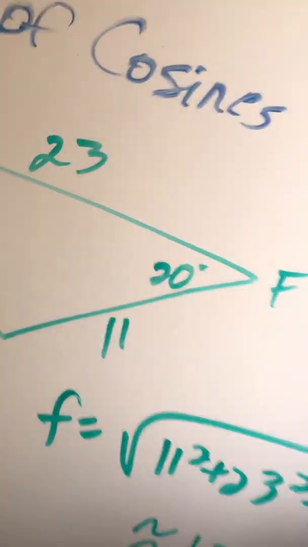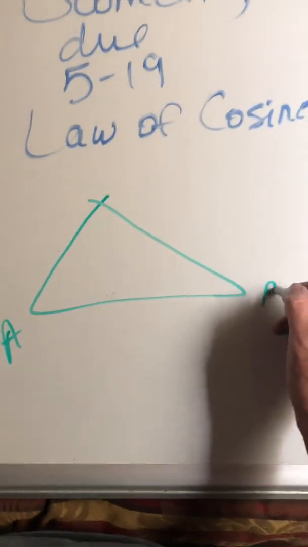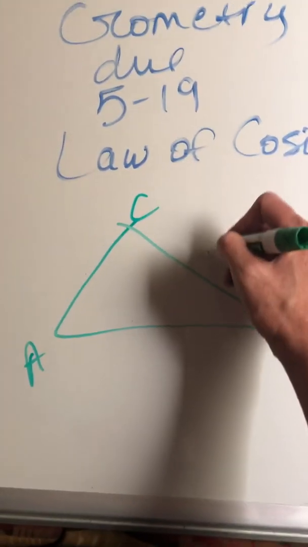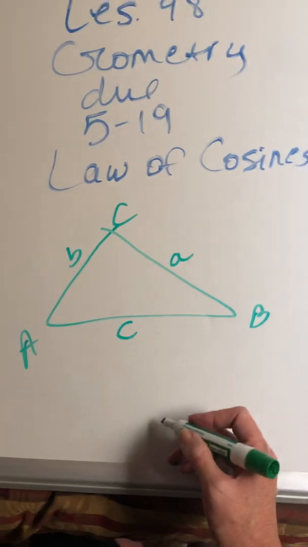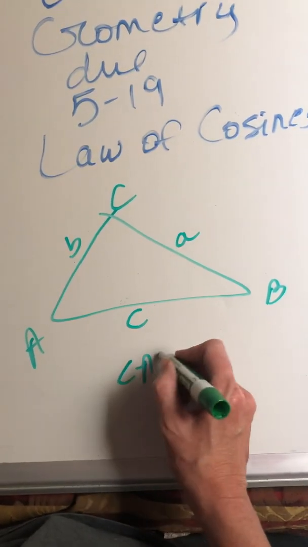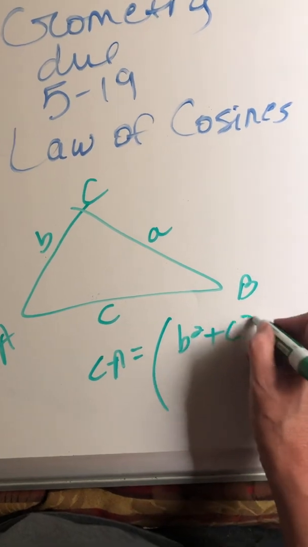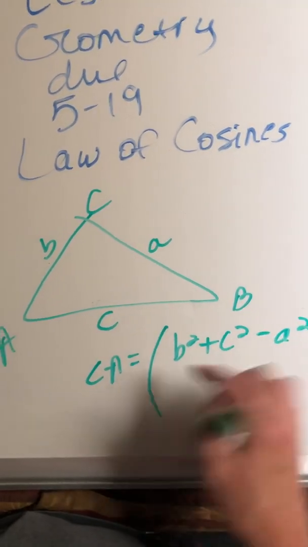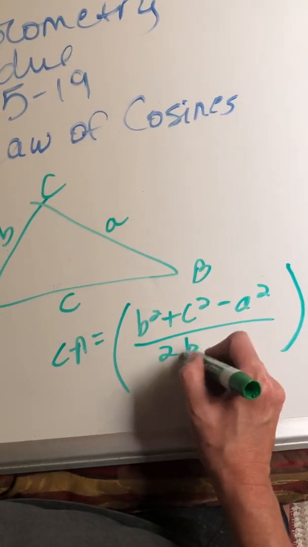Okay, so now let me show you how you find angle measures. Let me set up just a general triangle again. So here's A, B, and C. Here's side A, side B, side C. Then if I want angle A, I'm going to take side B and square it, side C and square it, subtract side A because I'm looking for angle A. And then I'm going to divide by 2 times B times C.